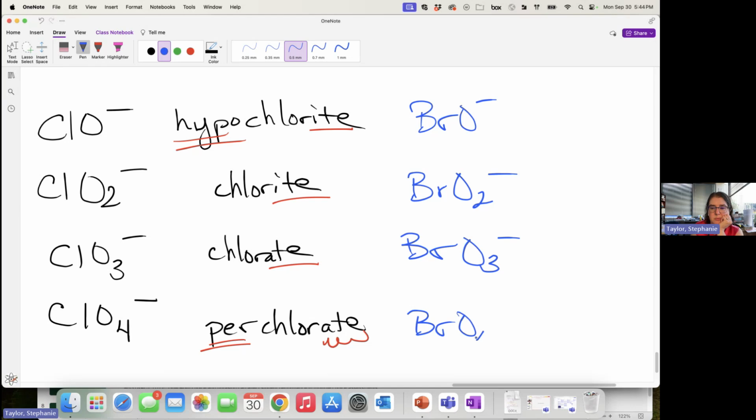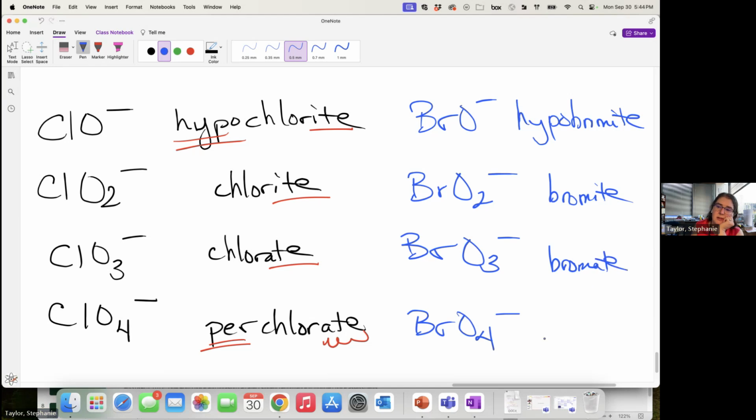Because they fit the pattern. This is hypobromite. This is bromite. This is bromate. This is perbromate.